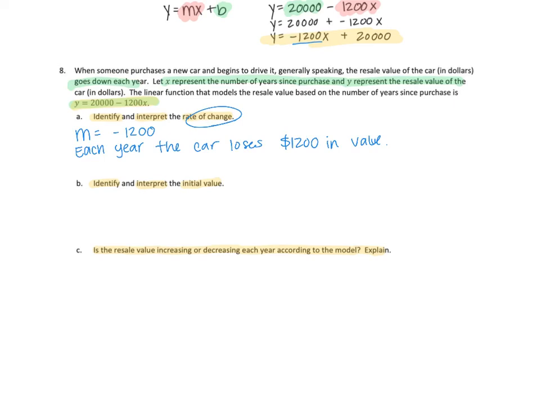Okay, then it says identify and interpret the initial value. Initial value, this is how much the car was initially worth. So our B value here, our initial value, was 20 grand. Okay, and what this means is that the car was originally $20,000 when it was bought.